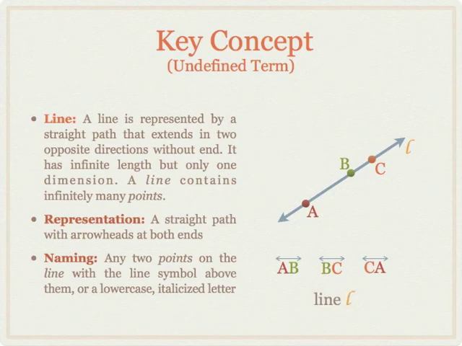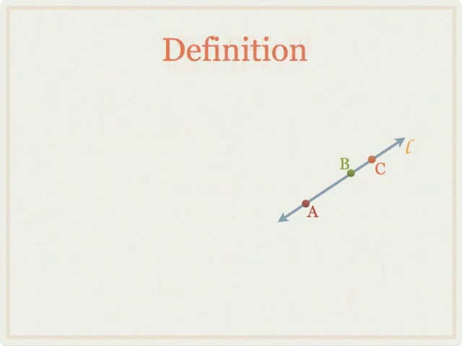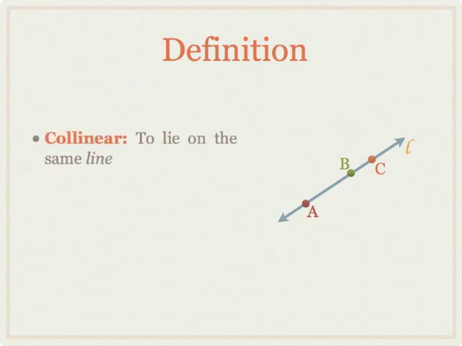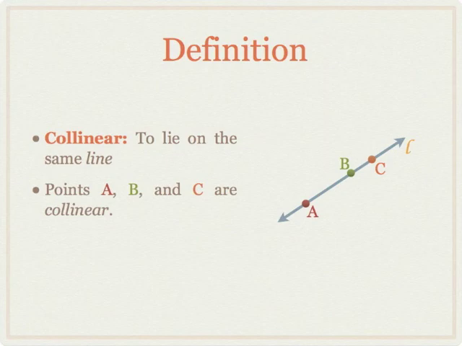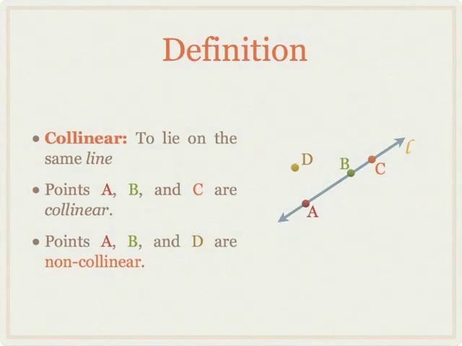Let's talk a little bit about some definitions. The first definition I want to talk about is collinear. That means to lie on the same line. Co, meaning together, linear, meaning line, so together on the same line. We can look at this and we can see that points A, B, and C are on the same line. They are collinear. However, we can also add other points to this figure. Say this point D that's sitting out over there. Now D is not on line L. So we can say that points A, B, and D are non-collinear. The opposite of collinear would be non-collinear.